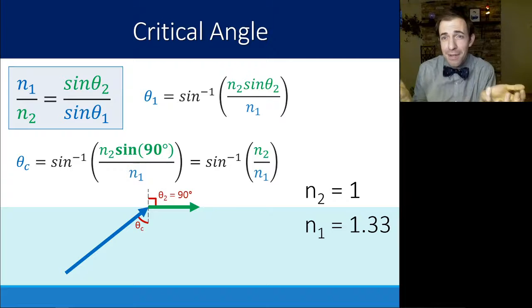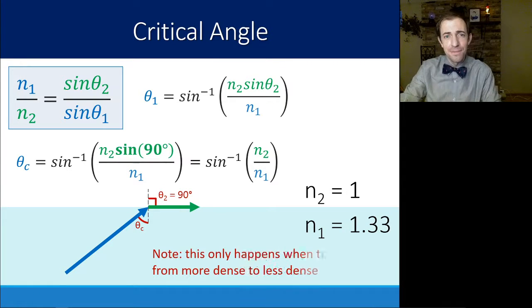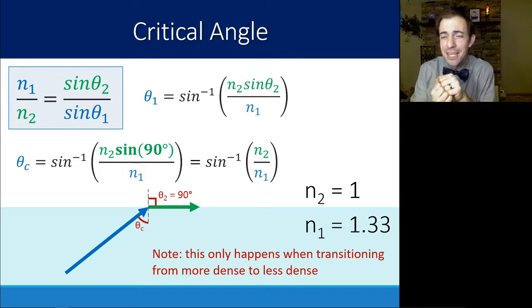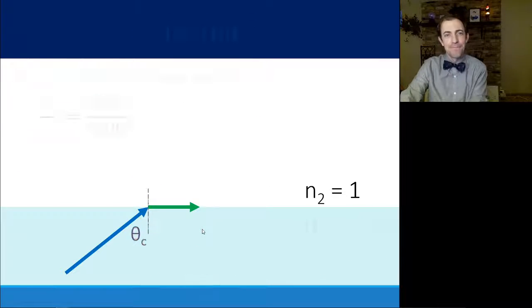So I would recommend just using the technique of plugging in 90 degrees and taking that where it takes you to solve for the other angle. And this will only happen if you're going from a more dense to a less dense medium. You will never have a critical angle if the medium that you're starting in is less dense, because the bend is going to go the other direction and it will never be trapped like it is here.